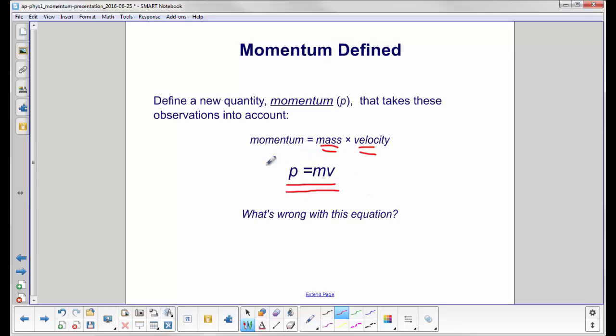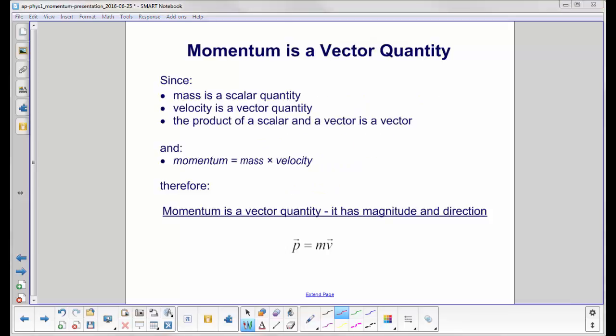Now, what's wrong with the way this is written? What's wrong with this equation is the way it was written. This right here is the proper way to write the equation.